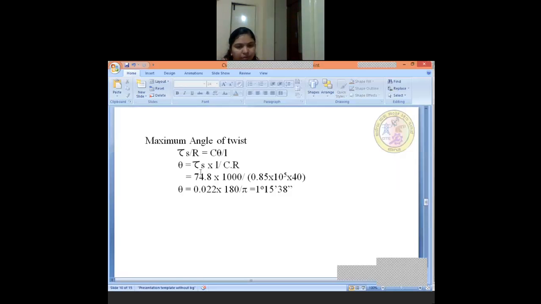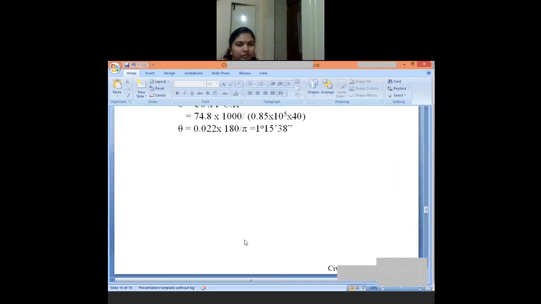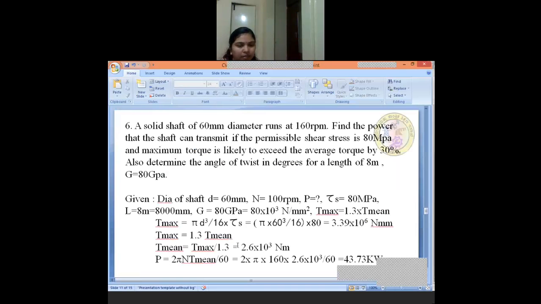Angle of twist is given by τs by r is equal to Cθ by L. So theta will be equal to τs into L by CR. Substitute τs found from the previous equation. L is 1 meter, 1000 mm, C is given, R is known. So I will get this theta. Convert this to degrees. Turns out to be 1 degree, 15 minutes, 38 seconds.